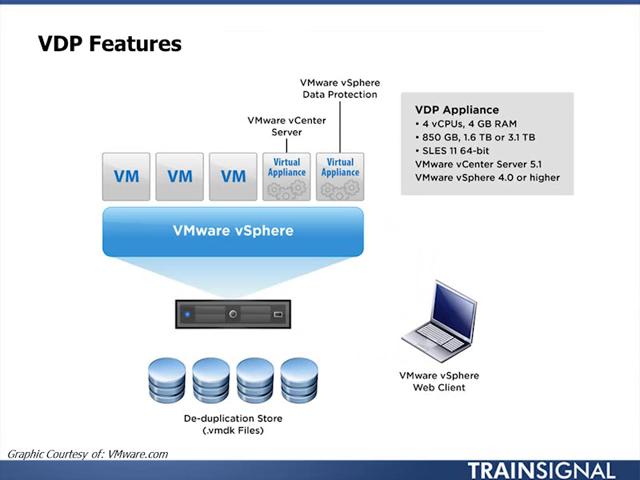VDP is deployed as a virtual appliance in your vSphere virtual infrastructure. That virtual appliance has 4 vCPUs and 4 gigabytes of RAM by default, and then you can deploy the VMDK, or the virtual disk, inside the virtual appliance that will be used to store your virtual machine backups in a variety of different sizes. It does require that you have vCenter 5.1 or greater, and it will actually back up virtual machines that are running on vSphere 4.0 or higher. This VDP backup and recovery application is completely administered through the vSphere web client, and it's fully compatible with the new vSphere 5.1 web client interface.